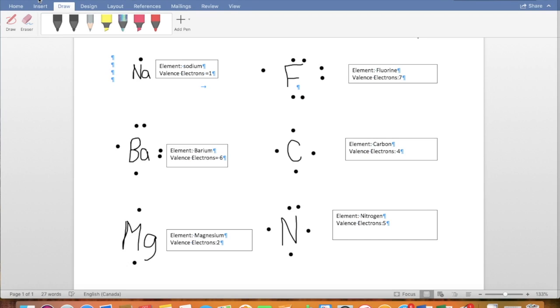I have done a few more dot structures for more representative elements with different valence electrons, so you can see what they look like as well. I've just included the element's name and then the number of valence electrons that the element has, and then the Lewis dot structure for it just right beside it.